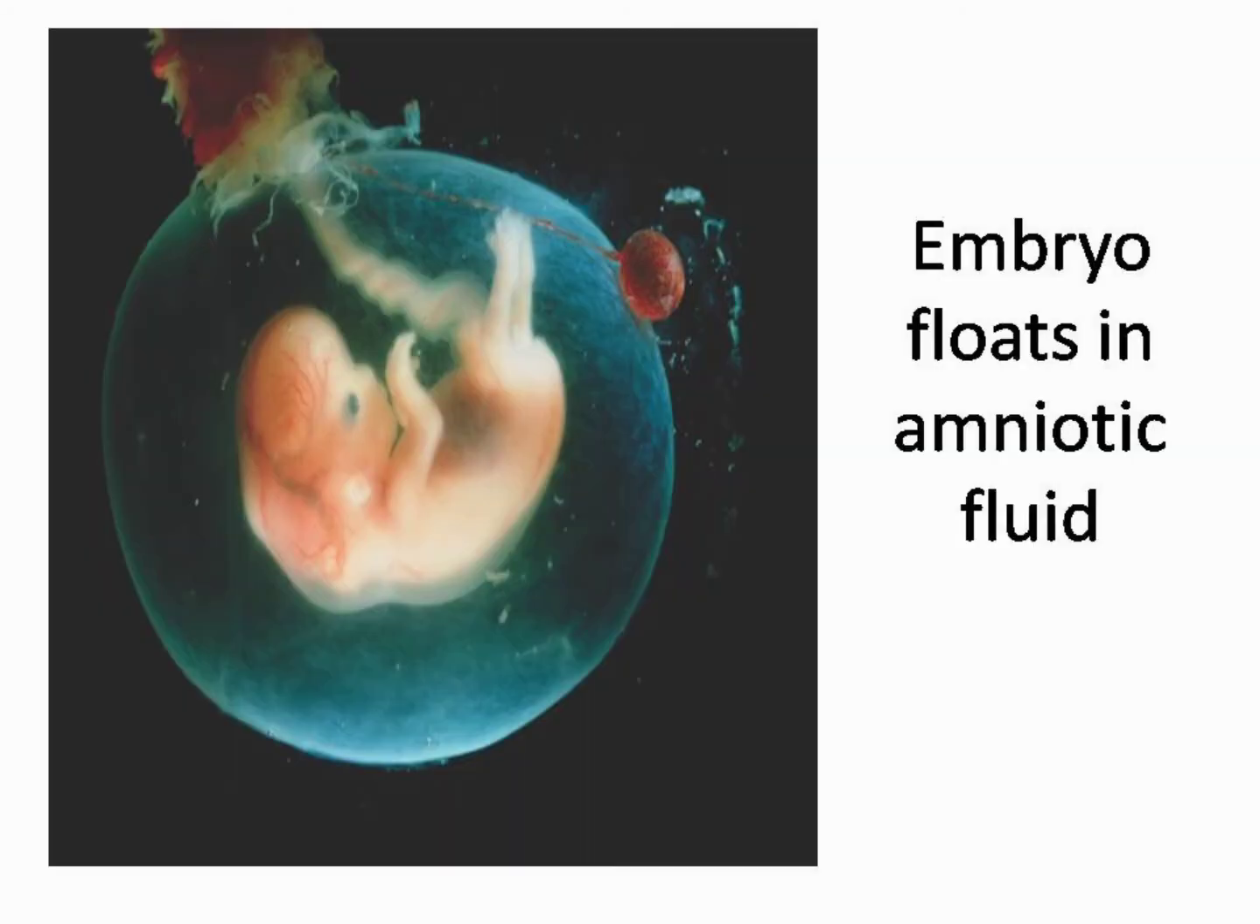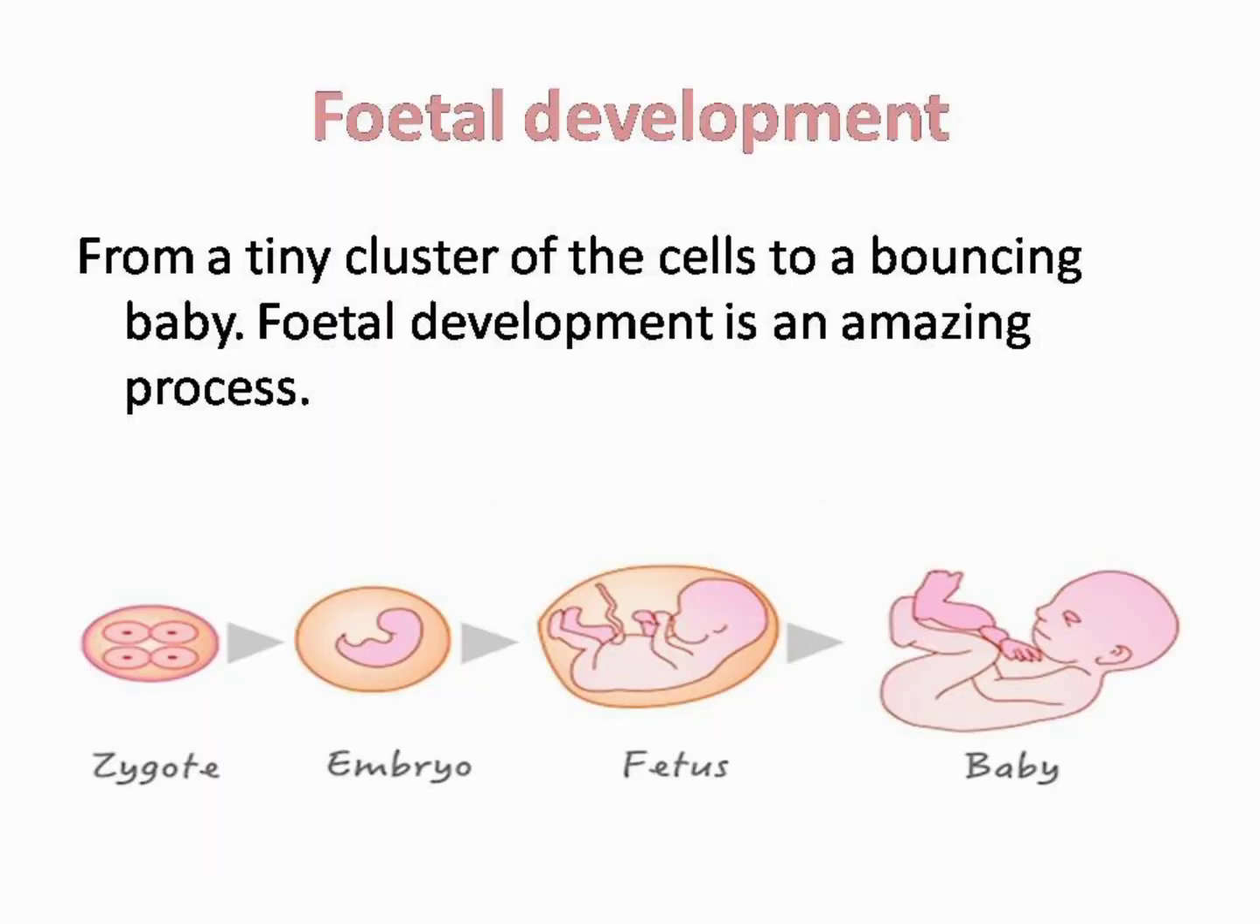The little embryo floats in its own private pond containing amniotic fluid. This fluid is made by a bag called the amnion, which grows around the embryo. Fetal development. From a tiny cluster of cells to a bouncing baby, fetal development is an amazing process.